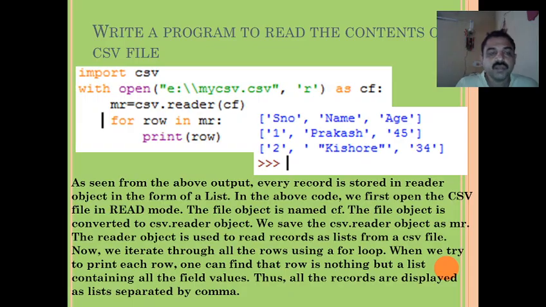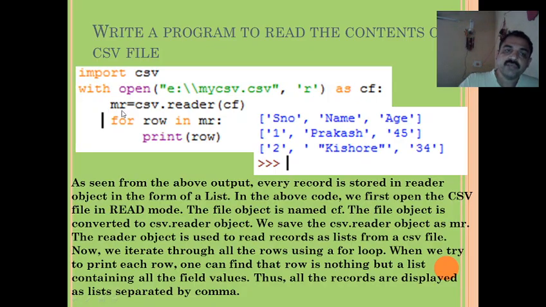So in this example, we started with import csv, then with open. We have seen that the open function opens the file and stores it in a file object. So you need not close the file after the process. That is the advantage of the with open function. So we are opening a CSV file called my csv in read mode, and the file object name is given as cf.